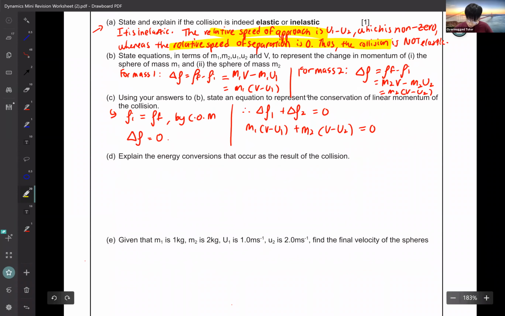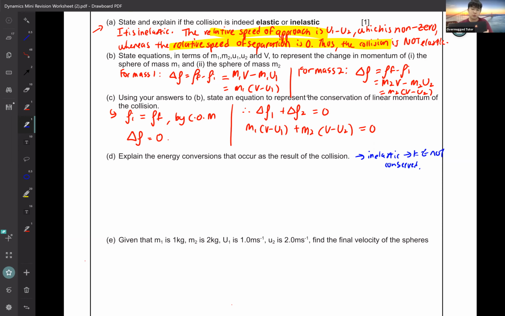For part D, explain the energy conversions that result due to the collision. So you must know that in this case, this is considered inelastic. So KE is not conserved. Then you are expected to know in your syllabus that the kinetic energy was converted into other forms. Now, in case you're wondering, what other forms are we usually having when we have inelastic collisions? Thermal, which is your heat, and then sound. So that's pretty much it.